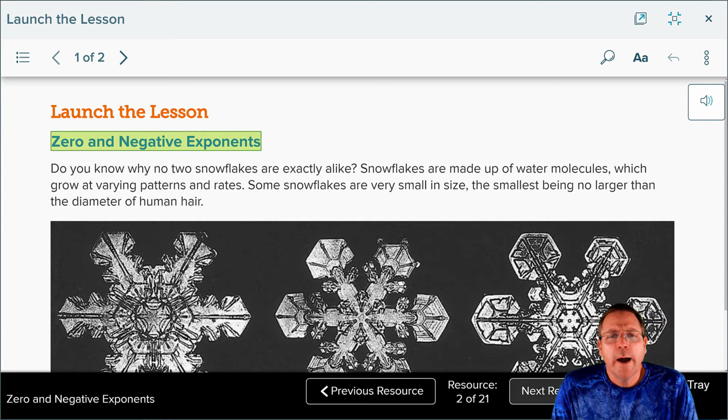Do you know why no two snowflakes are exactly alike? Snowflakes are made up of water molecules which grow at varying patterns and rates. Some snowflakes are very small in size, the smallest being no larger in diameter than a human hair.